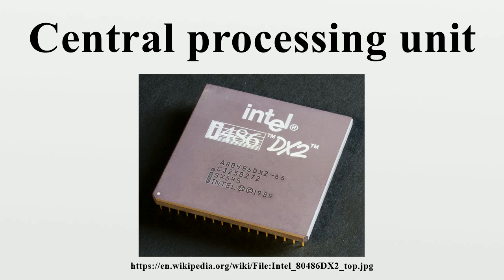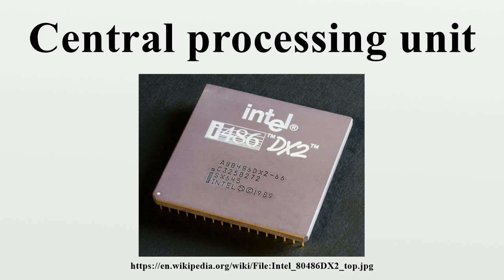Several CPUs can be combined in a single processing chip. Previous generations of CPUs were implemented as discrete components and numerous small integrated circuits on one or more circuit boards. Microprocessors, on the other hand, are CPUs manufactured on a very small number of ICs, usually just one. The overall smaller CPU size, as a result of being implemented on a single die, means faster switching time because of physical factors like decreased gate parasitic capacitance. This has allowed synchronous microprocessors to have clock rates ranging from tens of megahertz to several gigahertz.